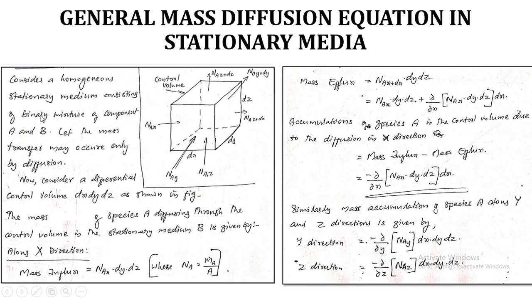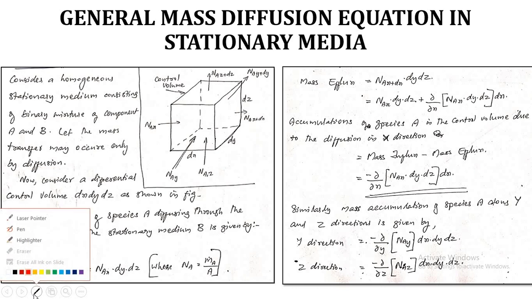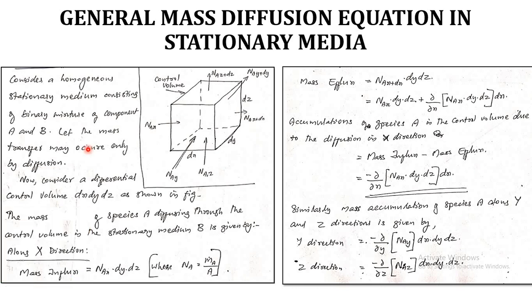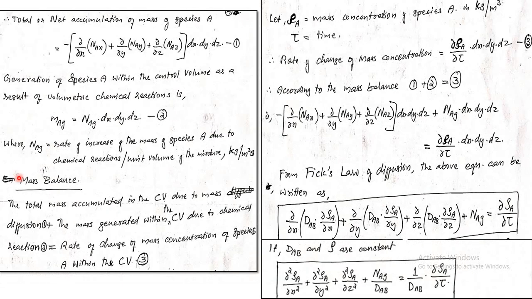Consider a homogeneous stationary medium consisting of a binary mixture of components A and B. Let the mass transfer occur only by diffusion. Consider a differential control volume of size dx, dy, dz as shown in the figure. This is the mass balance equation in the control volume.